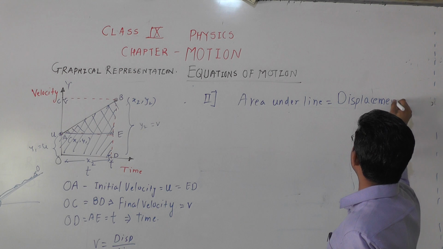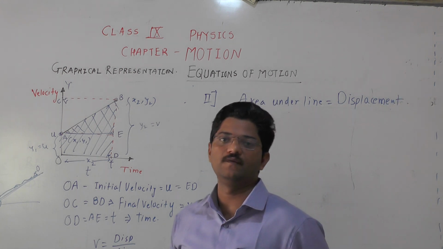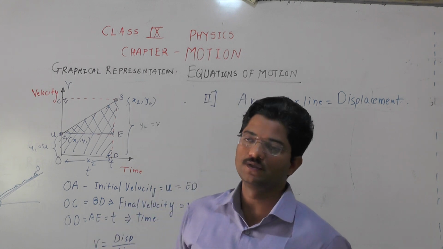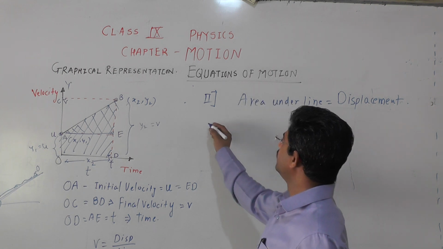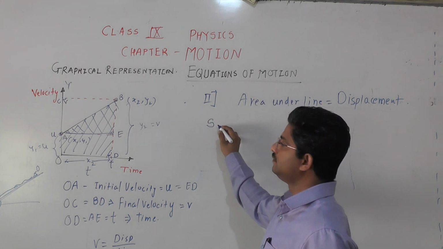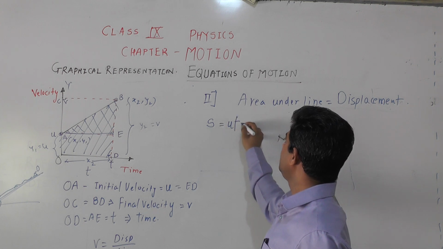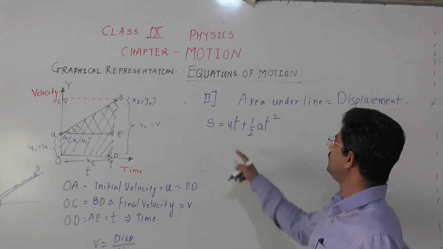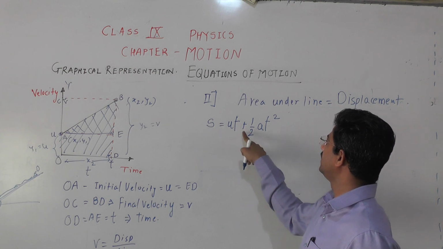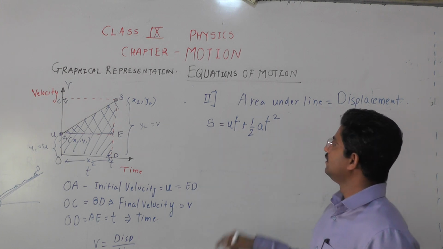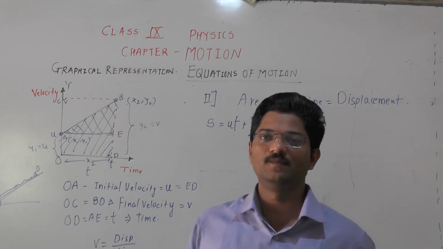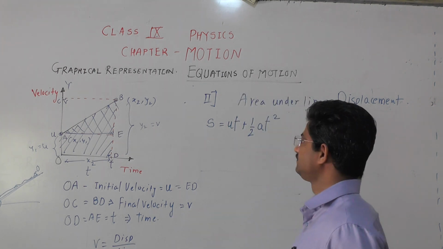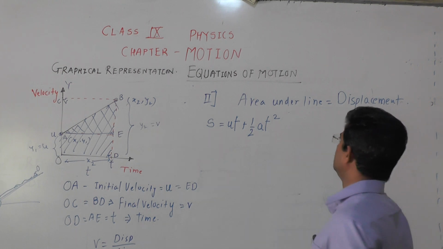The second equation of motion is none other than the equation for the displacement. So the second equation of motion, I will write that expression. The displacement is equal to ut plus 1/2 a t square. It seems quite complicated initially, but if you understand the derivation, you will find it very easy. So let us derive this equation now.